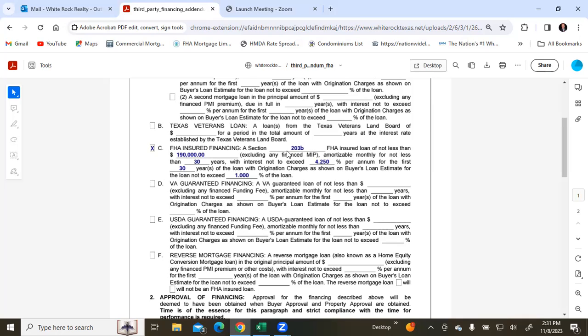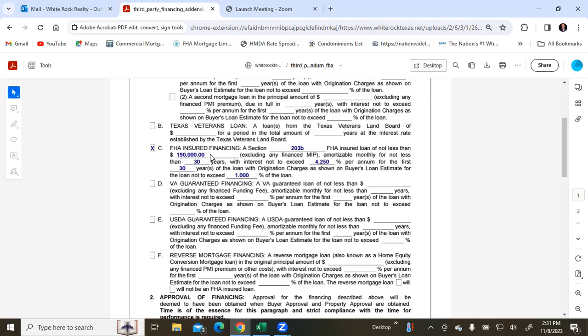It says a section 203B, and that's just the code that the government assigns this particular loan. FHA insured loan of not less than, all right, and I put $190,000. So what is that number? That is the loan amount, and this is derived from paragraph 3B of the 1 to 4 family residential contract. So you remember that section where it just talks about price.